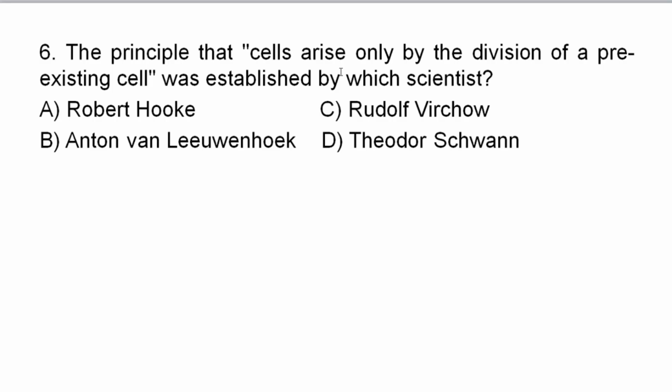I hope you got the answer. The correct answer is what? C. Rudolf Virchow. Rudolf Virchow states that cells arise only by the division of a pre-existing cell. Good. So the correct answer for question number 6 is C.